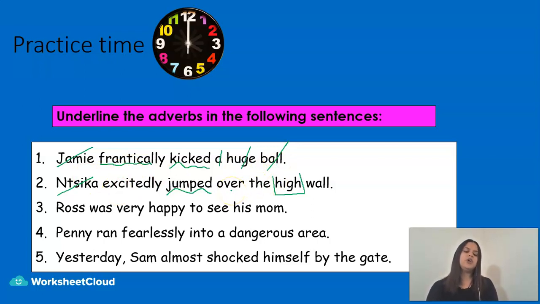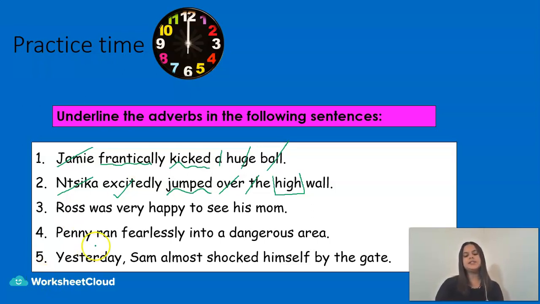Let's look at over. Over is a preposition, so we're scratching that out. The definitely can't be it. So we got our answer over here, and it is excitedly. I'm going to give it a tick. Okay, so the other two I'm going to let you figure out on your own, and I'm just going to do number 5 with you.